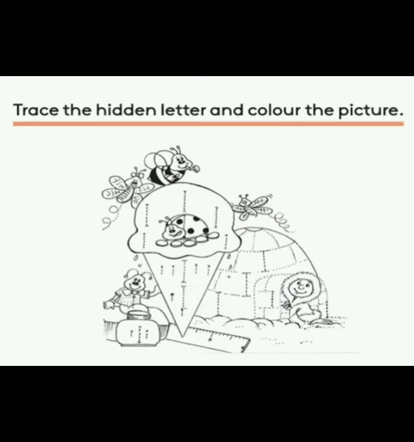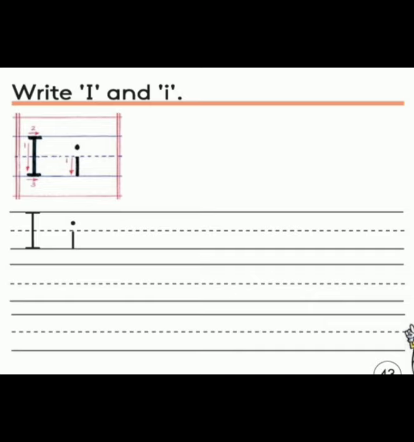Right children, let's move on to the next activity. It is a writing part. Write capital I and simple I. The first one is done for you. You have to do the rest. You have to fill the 3 lines by writing capital I and simple I. They have done one for you.